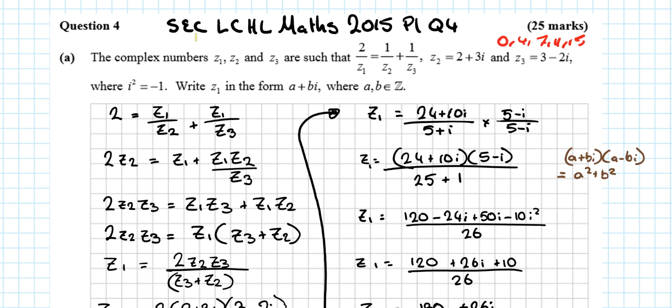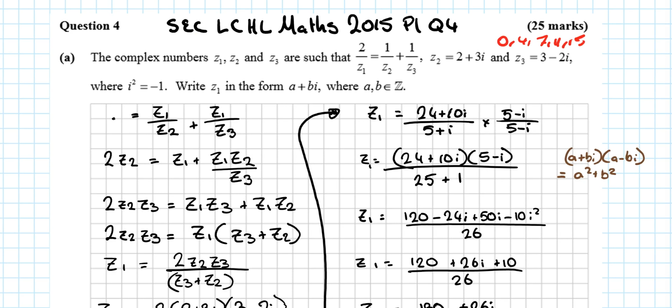Okay, so we're looking at 2015 SEC Leaving Cert Higher Level Maths Paper 1 Question 4, and it's a complex numbers question. And actually, part B is also a sequences and series question. But if you haven't done sequences and series, I'd ignore part B. And if you've done just complex numbers, maybe just stick with part A.